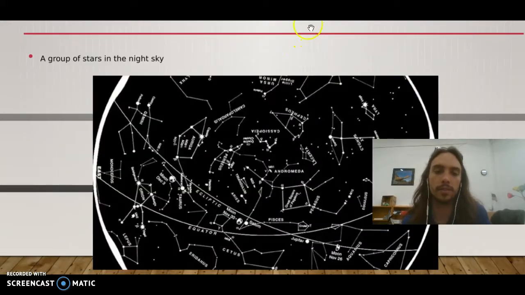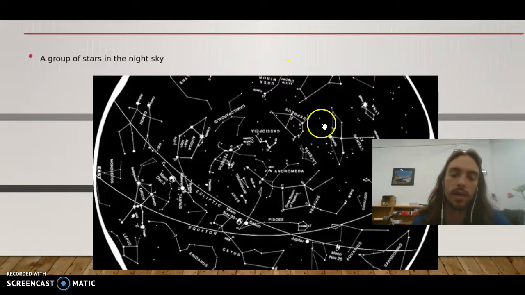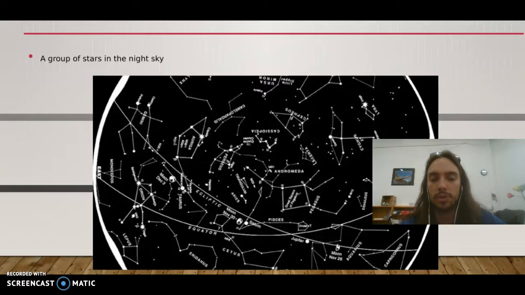And so constellations are just a group of stars in the night sky. Right here we've got the zodiac constellation. What's important to realize is that due to parallax and the changing revolution of the Earth around the sun, we see changes in constellations that are close and observable. So you may be a Sagittarius now, but in 20,000 years, you could be a Capricorn. So that has to do with parallax too. So it's just important to know that astrology is very cool, but it's ever changing, and it doesn't have much of a basis in science.